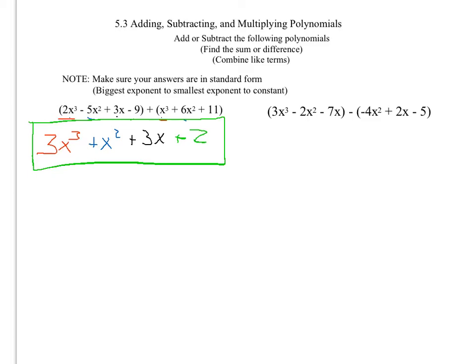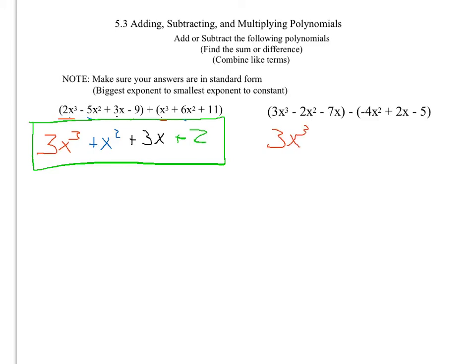Alright, moving on to the next one, we need to make sure that we notice the sign. In this case, the sign is a minus. So everything in the first set gets subtracted from everything in the second set. So again, I'm going to look for that biggest exponent, and in this case, it is third power. There are no other third powers though. So I have 3x to the third minus nothing, which is just 3x to the third.